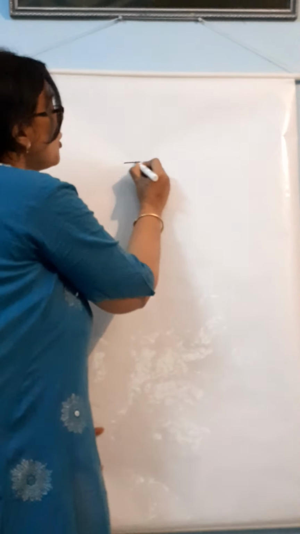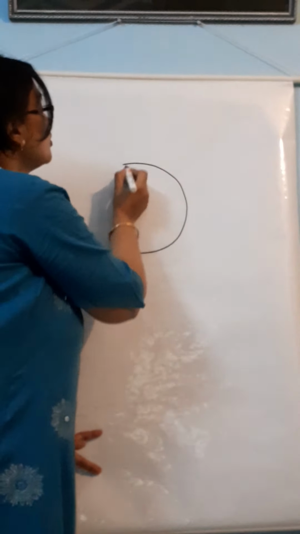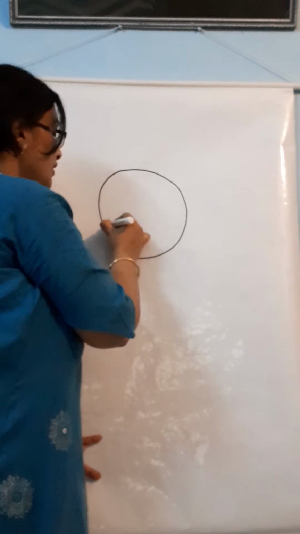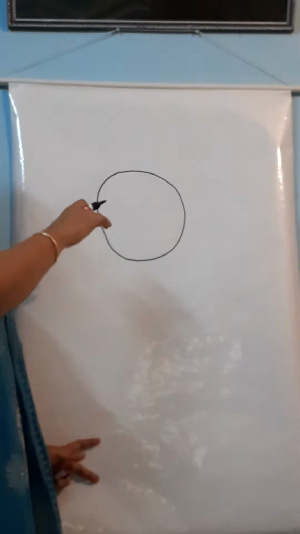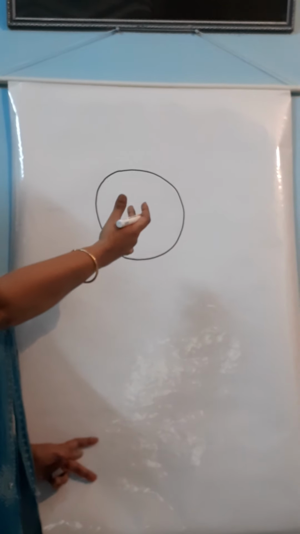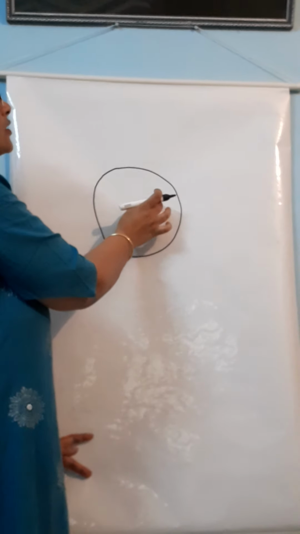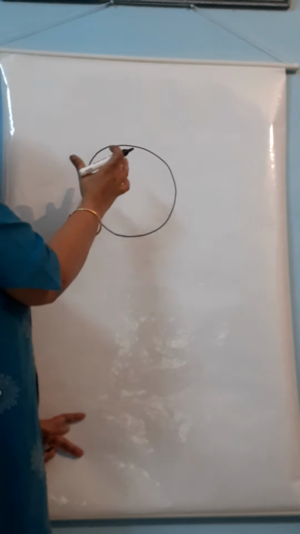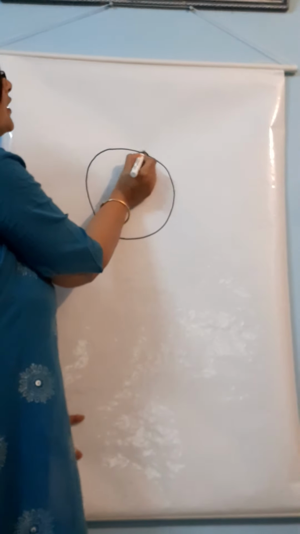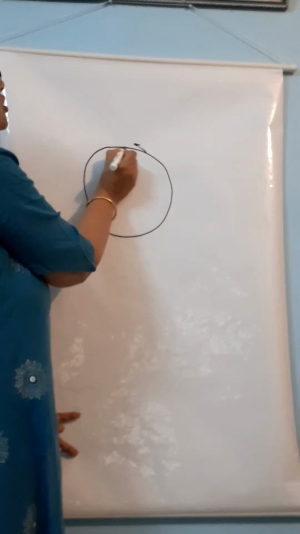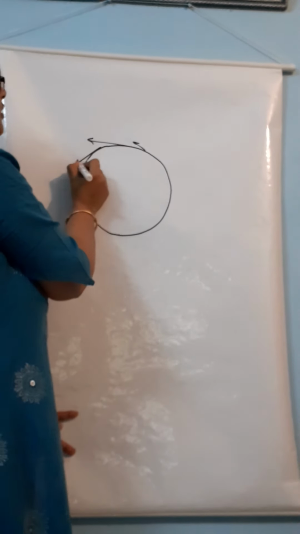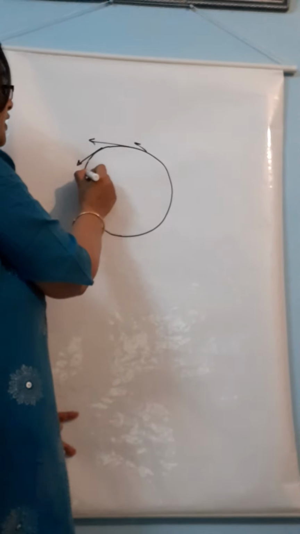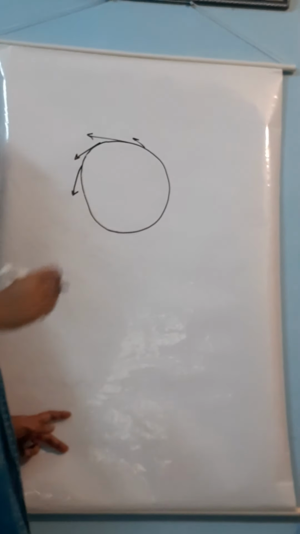Let us understand uniform circular motion, that is, when an object is moving uniformly in a circular motion. For instance, we can take an example of an athlete moving on a circular track. What happens on a circular track when an athlete is moving? Even if the magnitude is the same, in a circle the direction keeps on changing. We see that at every point in the circle, the direction is changing.